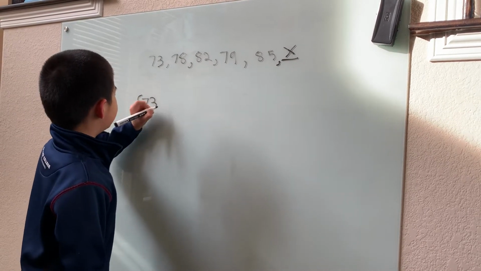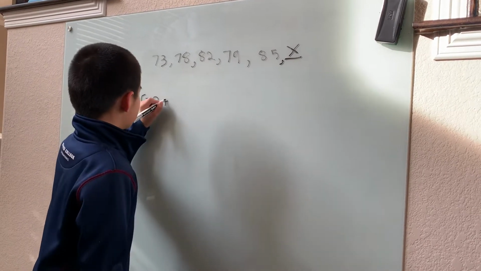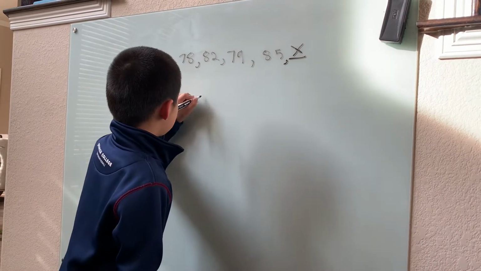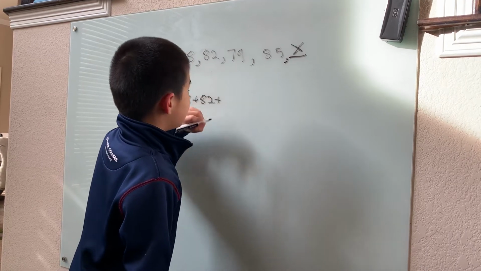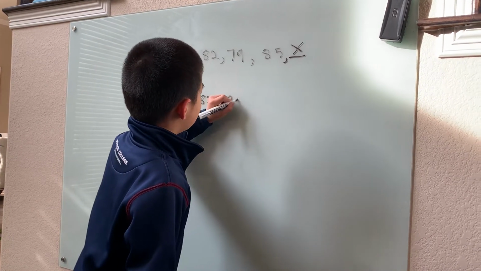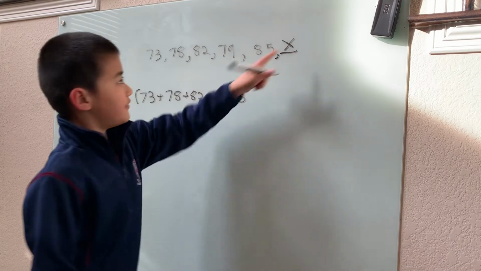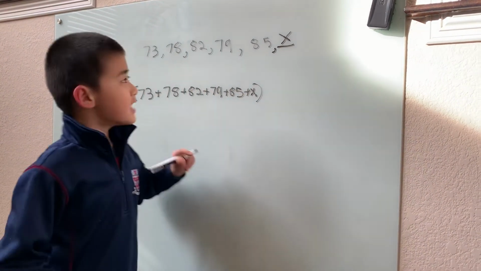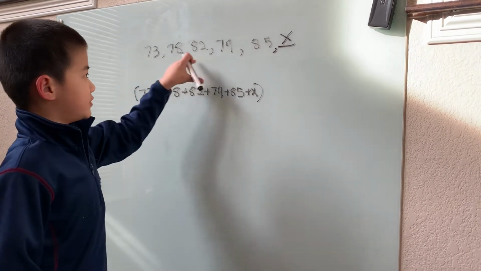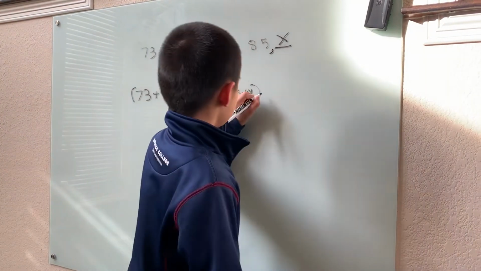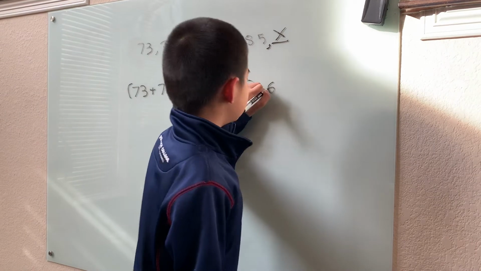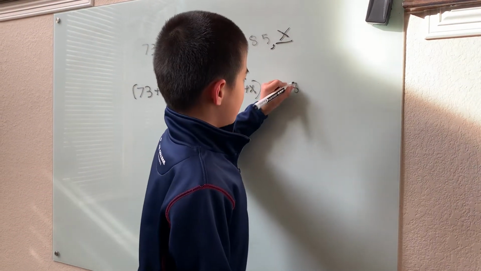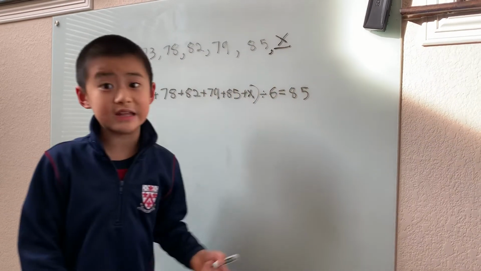The average is just the sum of the numbers, which are 73, 78, 82, and we add on 79 and 85. And finally, we can't forget our variable, our x, and we divide by the number of numbers, which is 6. Divide by 6, and all that has to equal the average, which is 85.